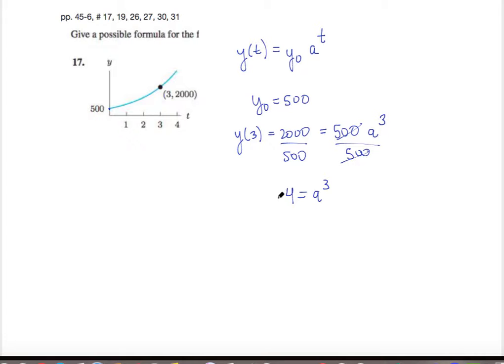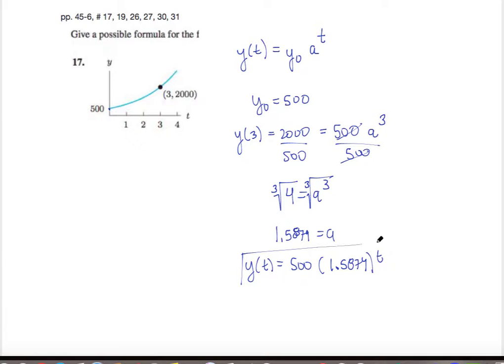And so now we want to take the cube root of both sides. So this will give us the cube root of 4, which is not a very pretty number. But if you go into your calculator and you find the cube root of 4, you find that it should be 1.5874. So that's our base. So the possible formula for this is going to be y of t equals 500 times 1.5874 raised to the t.